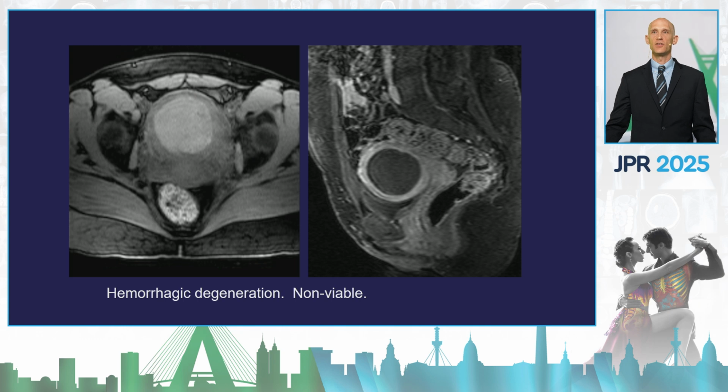Okay, here's an example of severe hemorrhagic degeneration. Nearly the whole mass is T1 hyperintense. Notice there is no internal enhancement on our post-contrast images. This would be a non-viable fibroid due to severe degeneration and one we would not want to treat with embolization.